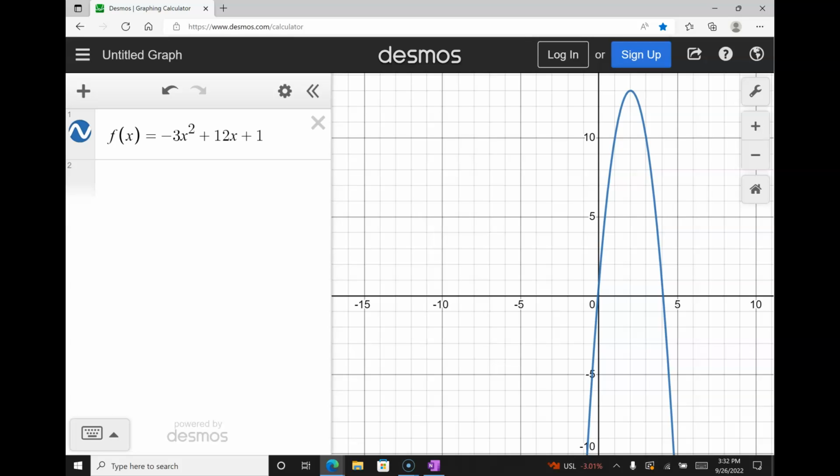It looks like it factors. How can I see that? How come I can say it looks like it factors? When it factors, I'm finding the zeros, right? It looks like it gets an x of 0 and an x of 4. It looks like it factors. The vertex is pretty clear.